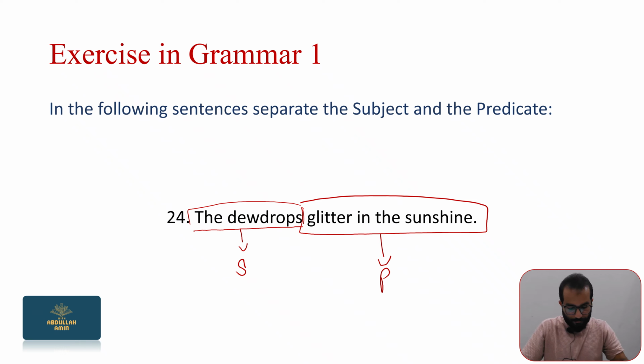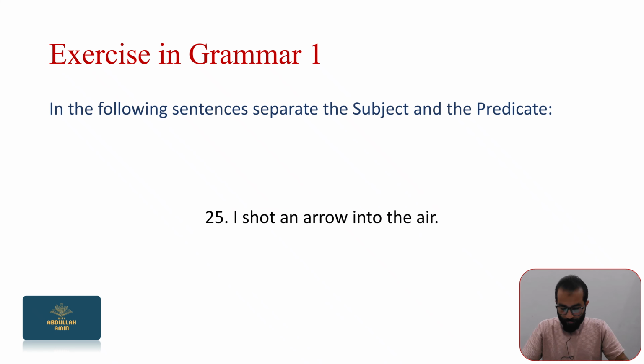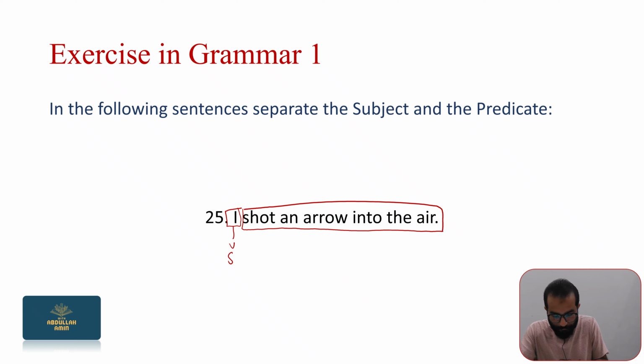I hope everything is clear to you guys. Okay, so we have another example, the 25th, which is I shot an arrow into the air. So over here we have I as the subject and shot an arrow into the air is the predicate. So the very first word, one word, is the subject, and shot an arrow into the air, 1 2 3 4 5 6, these 6 words are the predicate.